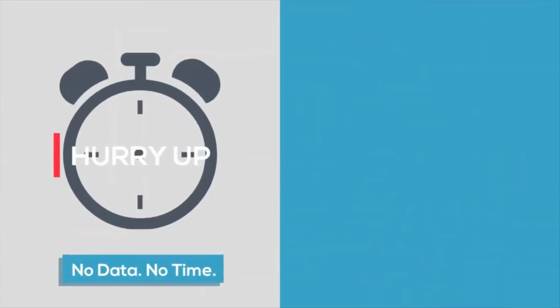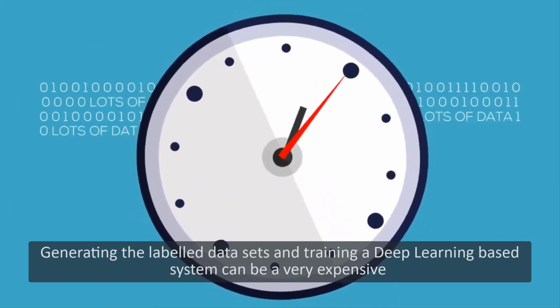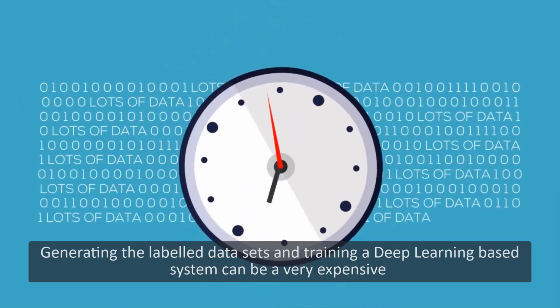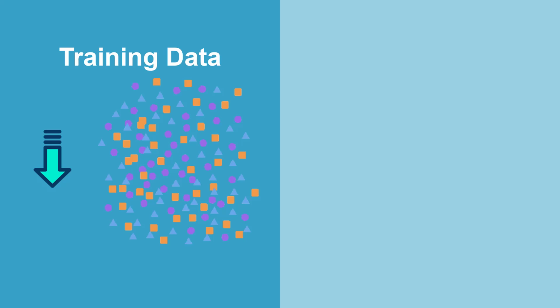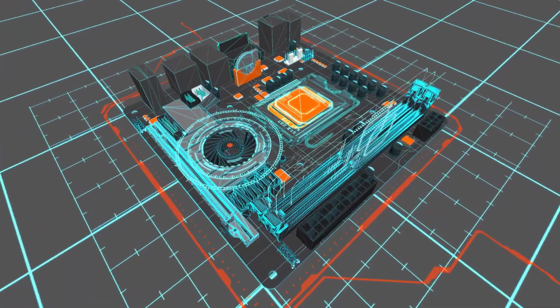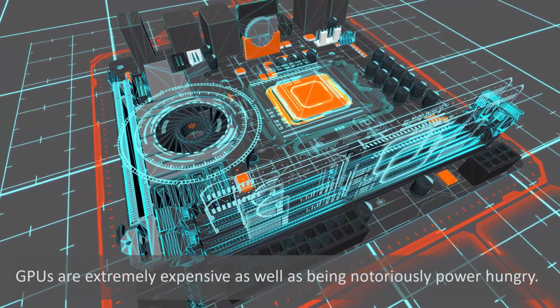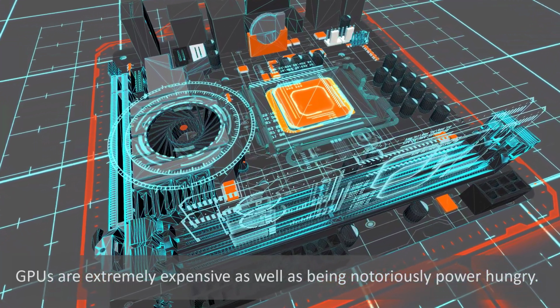The Omniscient system is also able to augment the limited data that is available meaningfully, so that it can predict the variations that could occur in a real-life situation. Generating the labeled datasets and training a deep learning-based system can be a very expensive and sometimes never-ending exercise. Minimizing the quantity of training data required reduces the labeling and training costs, and significantly reduces the computing required for this exercise, thus eliminating the requirement for GPUs. Elimination of GPUs can be an important factor in reducing the cost of AI systems, as GPUs are extremely expensive as well as being notoriously power-hungry.